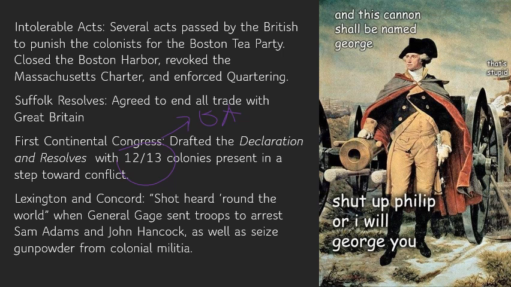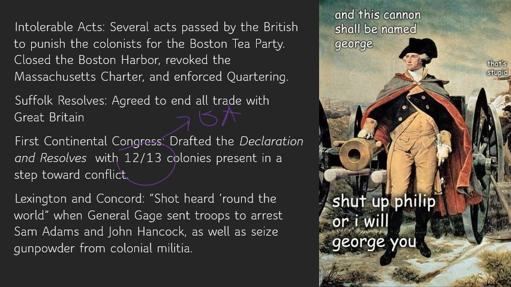They are going to have their own little assembly. They actually weren't in session at the time of the First Continental Congress. It was a whole thing. But everybody's pretty upset about these Intolerable Acts, and they kind of make a step toward conflict with this Declaration and Resolves. It's basically telling Britain, here's what's going to happen if you don't start listening to us.